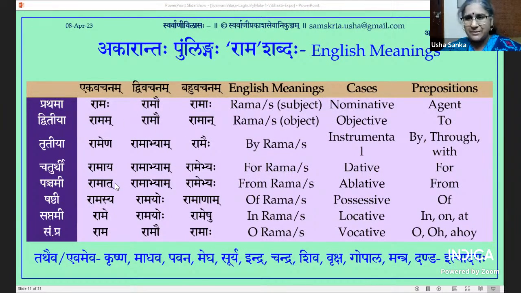You'll teach me only Rama Shabda. That's done, I know all Sanskrit? No, there is a replacement method. I'll come to that. Krishna, Madhava, Pavana, Megha, Surya, all these words ending in A will have the same terminations.